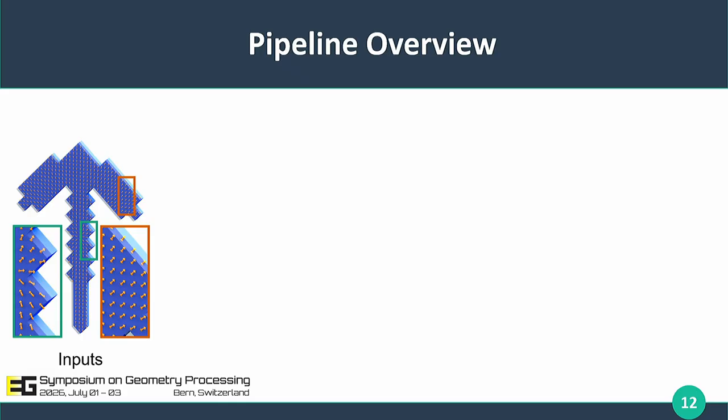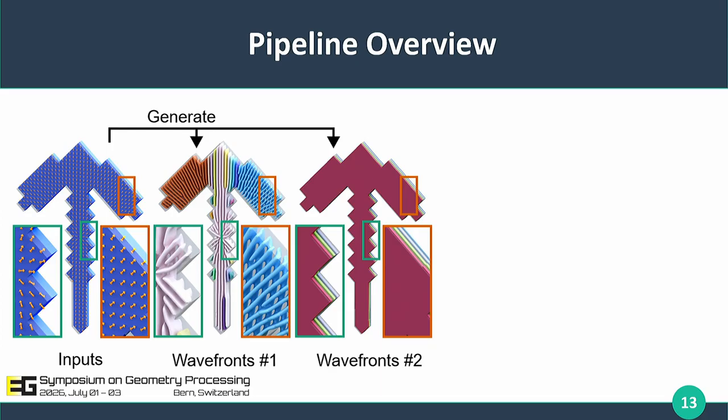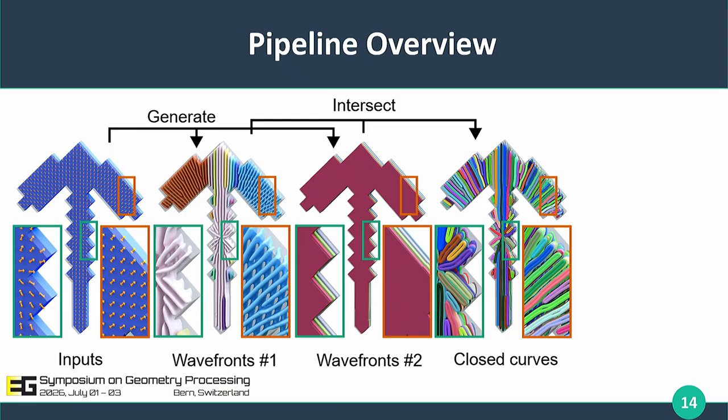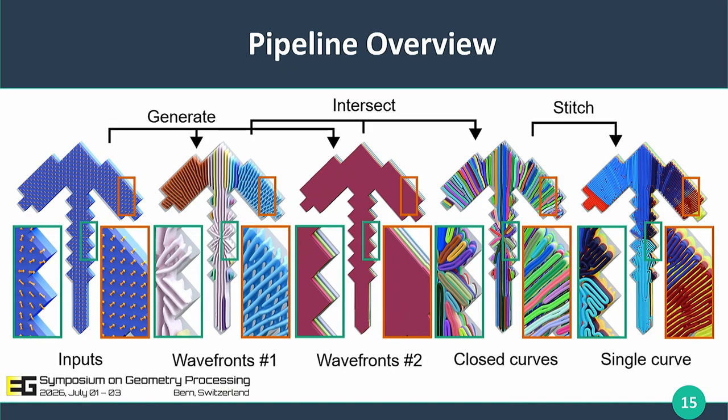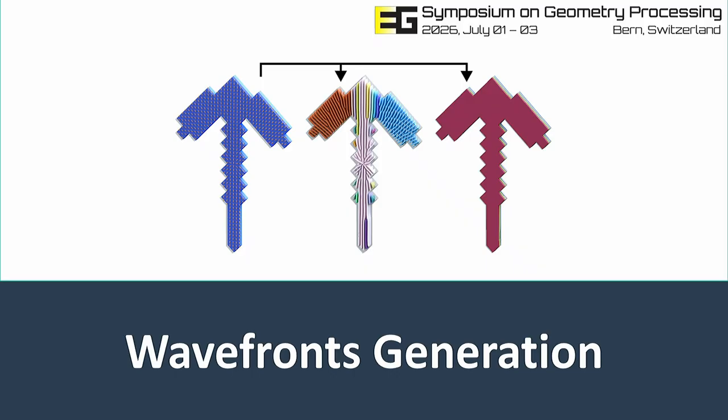Instead of directly balancing competing objectives during curve growth, our method is designed to better accommodate both field alignment and volume filling requirements by using a constructive approach. We first generate two wavefronts that are mutually orthogonal and orthogonal to the tangent field. Then we compute their intersection, which will yield a set of closed curves. Finally, the set of closed curves is stitched together into a single field-aligned volume filling curve. We start by describing the wavefront generation.